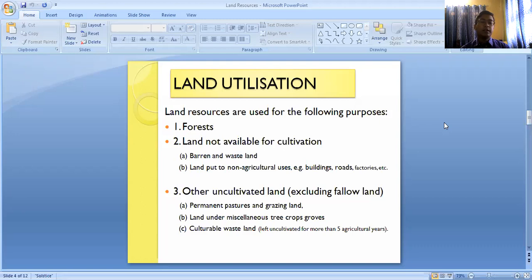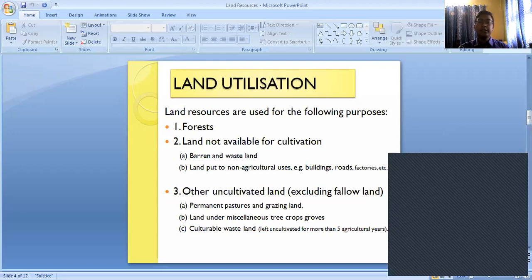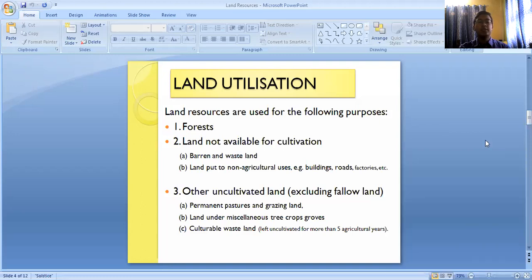And here the land cannot be utilized for agriculture, because agriculture is not possible in this type of land. And there are also other parcels of land which are used for housing, that is for construction of houses, roads, and factories, that is the industries, and also for different other purposes. So those lands also come under the land not available for agriculture.